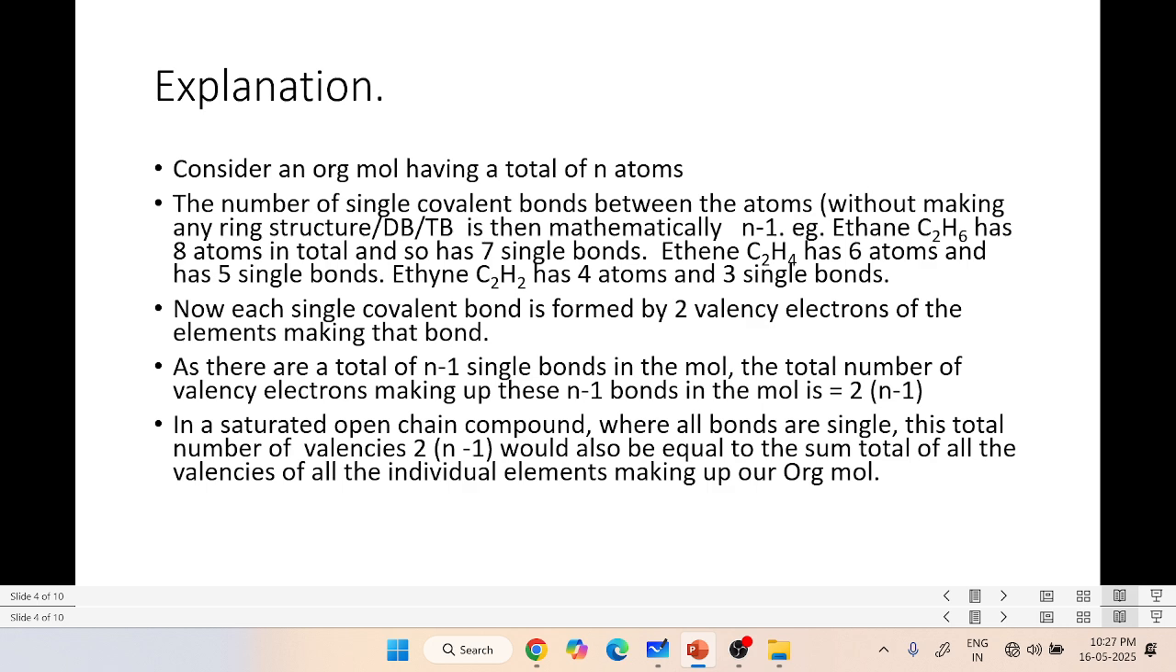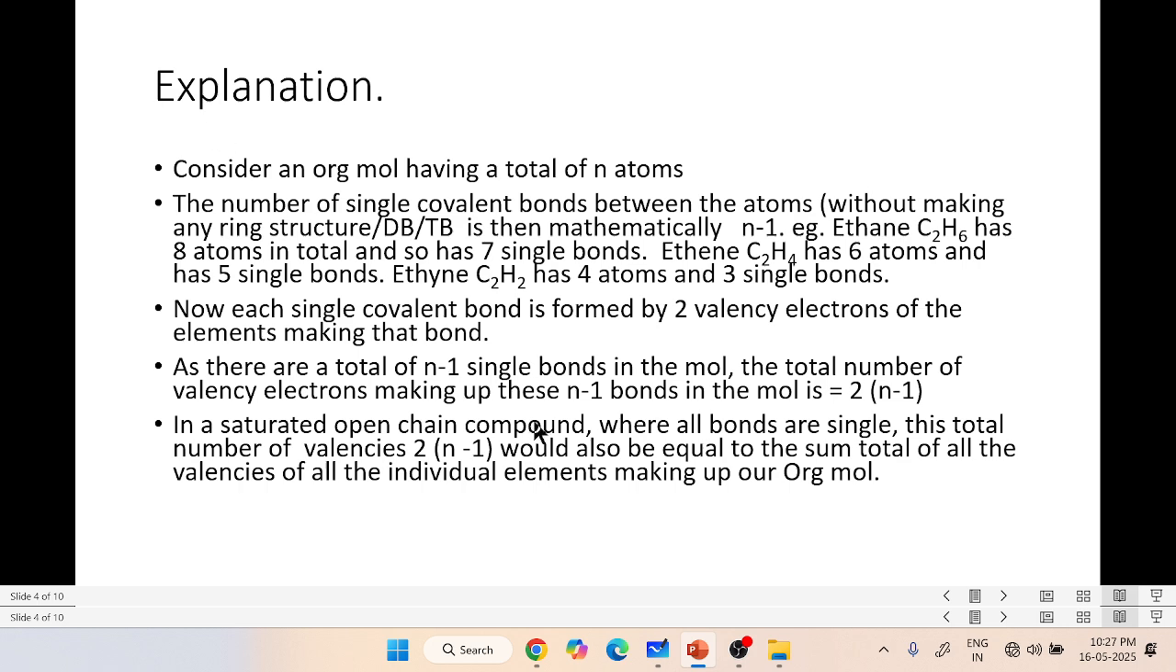Now remember, each single covalent bond is formed by 2 valence electrons of the elements participating to make that bond. It's a sharing of their valency electrons. So as there are a total of n minus 1 single bonds in a molecule, the total number of valency electrons making up these n minus 1 bonds is 2 into n minus 1, because each bond is 2 electrons. So the number of electrons in those bonds is twice the number of bonds, 2 into n minus 1.